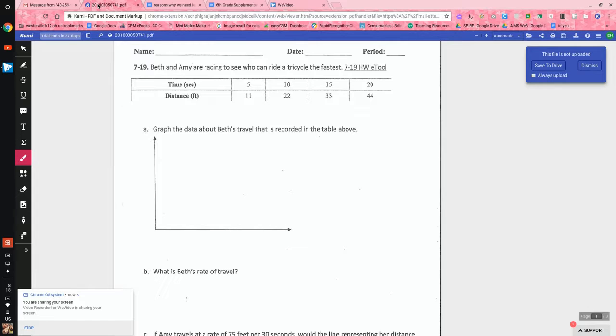It's kind of scaring me that sixth graders are still riding tricycles. But anyways, let's get on to it.